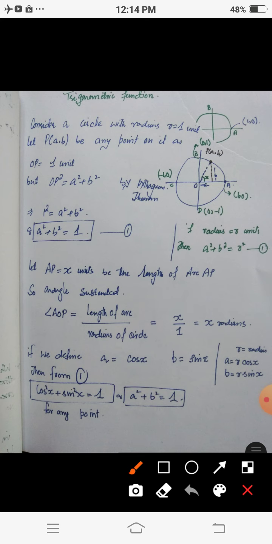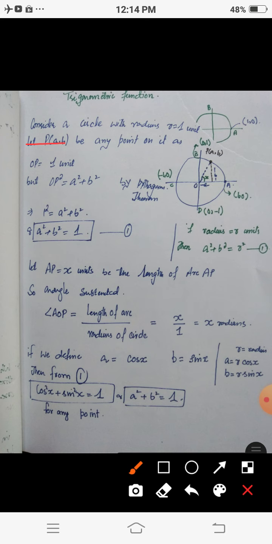In relations and functions, we discussed functions and what is meant by a function. Now here we will consider the special function, that is the trigonometric function. Now if we consider a circle with radius r equals 1, meaning the radius of the circle is 1 unit, and let P(a, b) be any point on it.